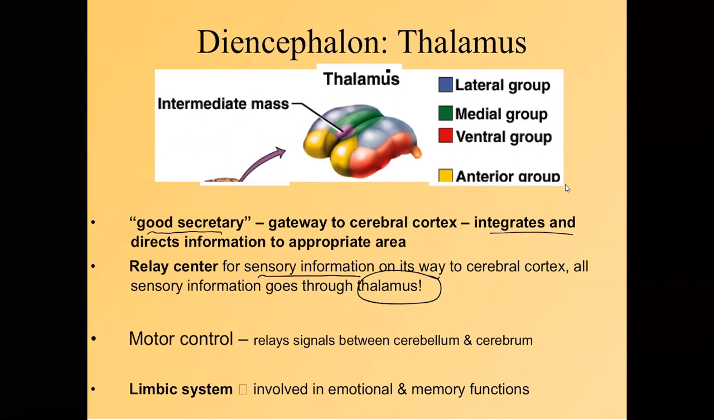Now it also takes care of some motor control. So it's going to take information from the cerebrum and send it to the cerebellum so you can figure out where you need to go. It's also involved in the limbic system. The limbic system is a group of structures that has to do with memory and emotion and how certain memories make you feel.